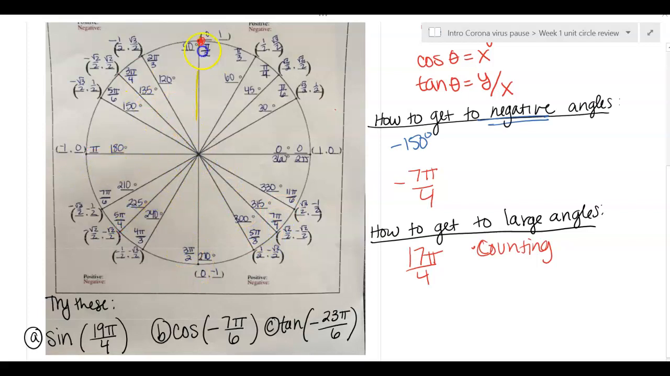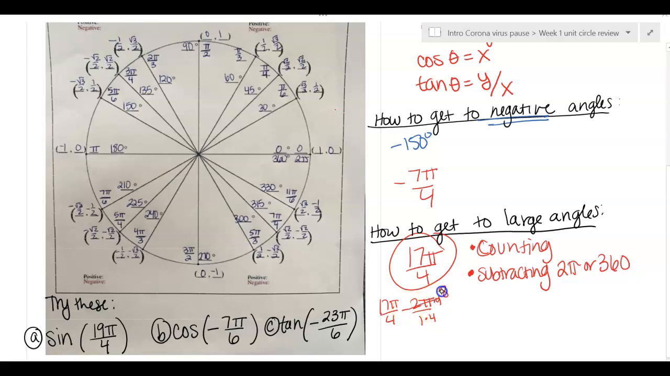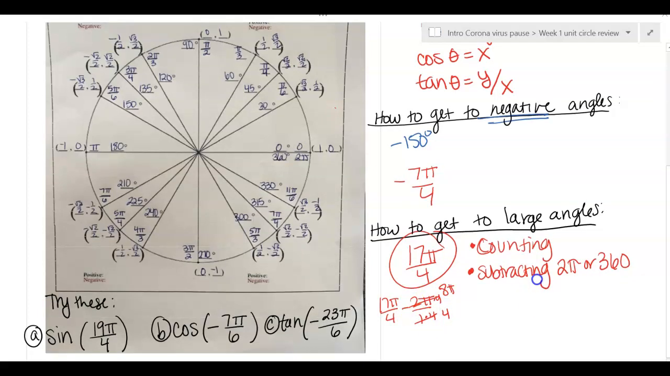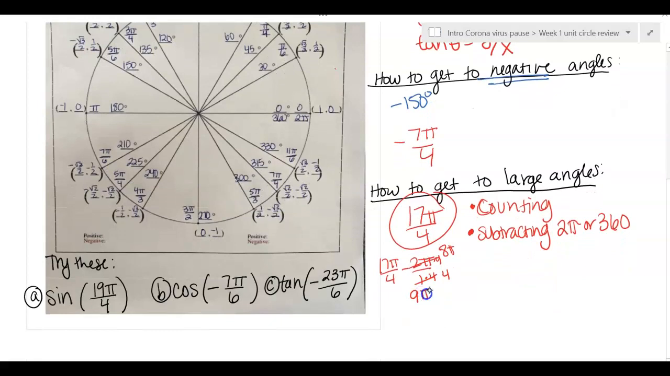The other way, or another way, is by subtracting 2 pi or 360. So when you look at 17 pi over 4 and you know that it's not on the unit circle because it's already more than one whole lap, then I do 17 pi over 4 minus 2 pi. If it was degrees, I would subtract 360. So this is really like having 8 pi over 4. 17 pi over 4 minus 8 pi over 4 leaves me with 9 pi over 4.